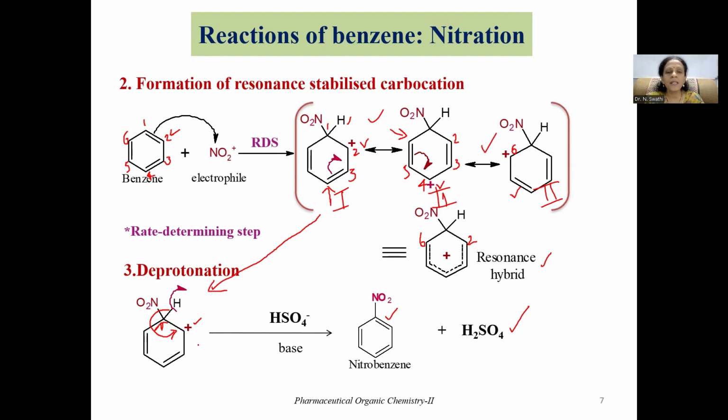So in this reaction, the second step, that is the formation of the resonance stabilized carbocation, is the rate determining step, because the overall rate of the reaction, that is how fast the nitrobenzene or the substituted product is formed, depends on how fast or how easily the carbocation is formed in this particular second step. It is because of this reason that the formation of the resonance stabilized carbocation is considered to be the rate determining step.